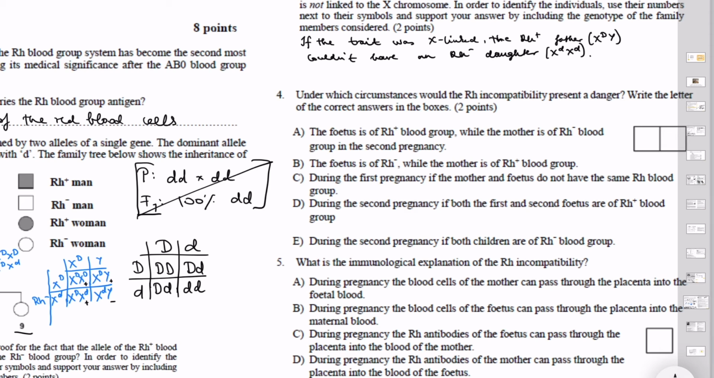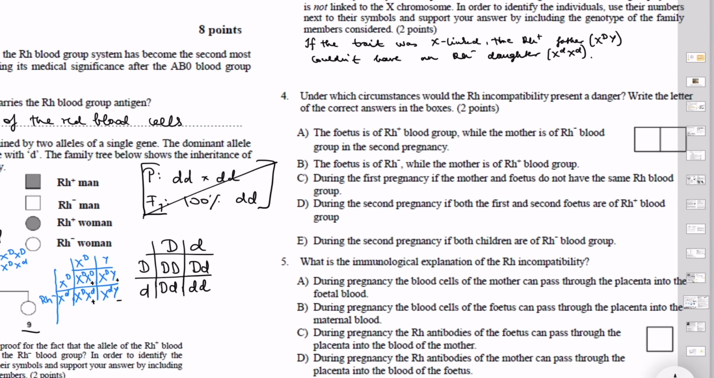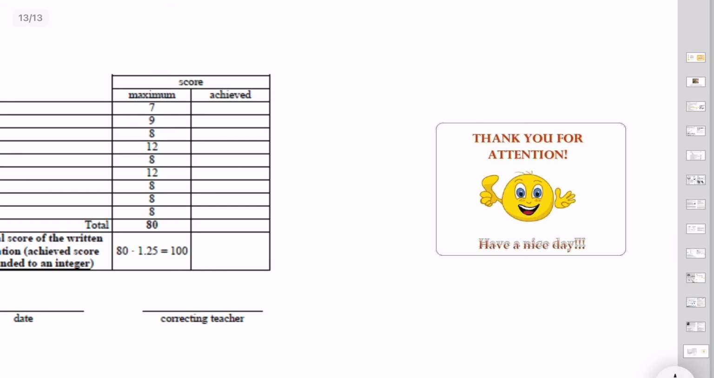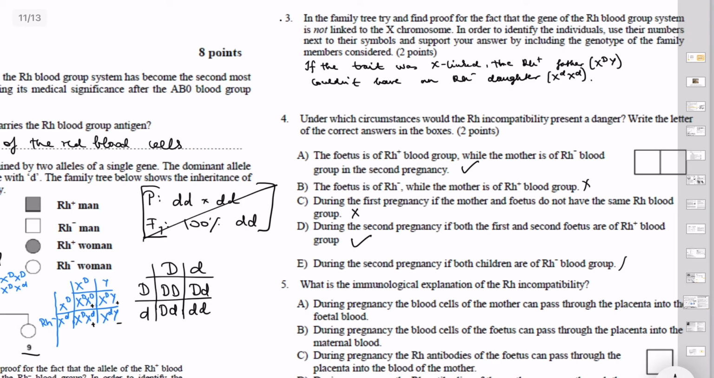So basically, A is definitely a good answer in here, and B is not. C is not, as we discussed, the first pregnancy is typically not affected. During the second pregnancy, and this is true during the second pregnancy, and that's not true. Sorry. So the good answers will be A and D.